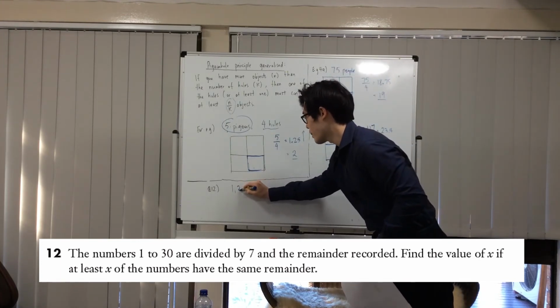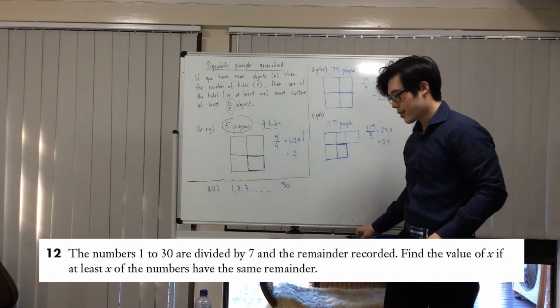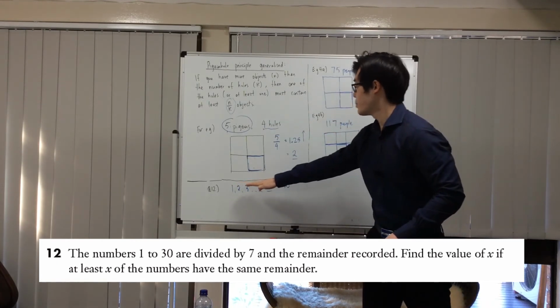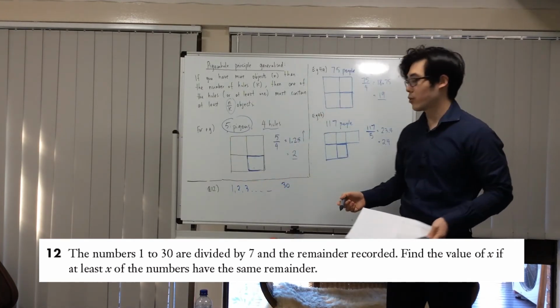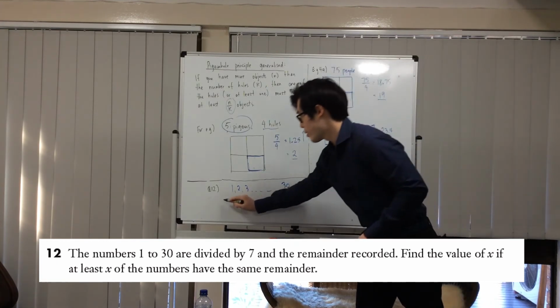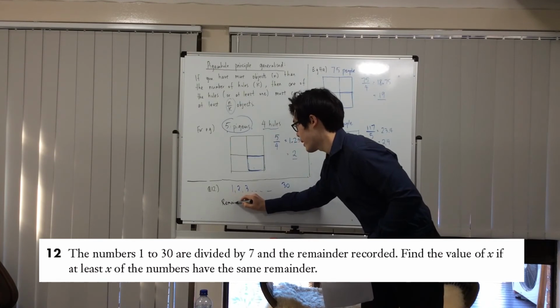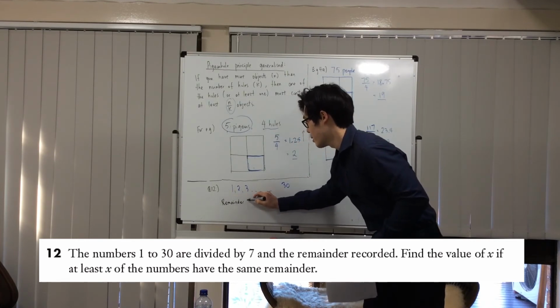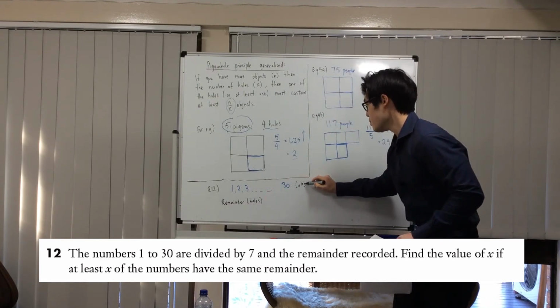You've got all the numbers from 1 all the way to 30, and these are my objects. The next thing you've got to know, after you get your objects, or the number of people like in our previous questions, is to figure out how many holes there are. And the holes are represented by how many remainders we can possibly have when we divide by 7. Remainders are the holes, and these are the objects.